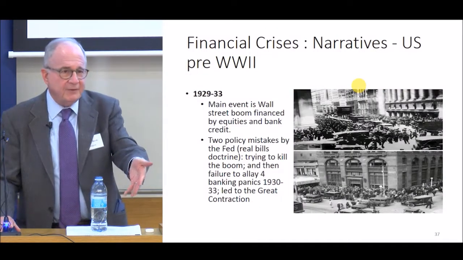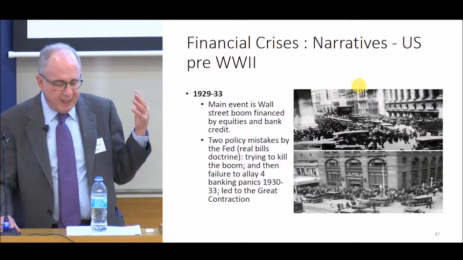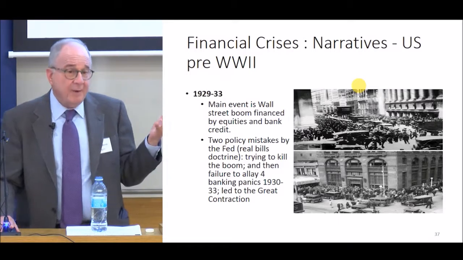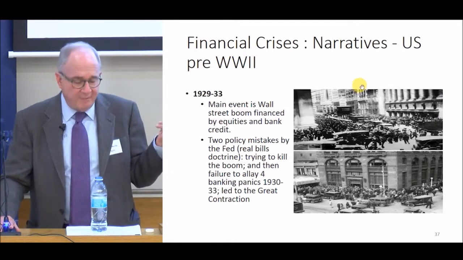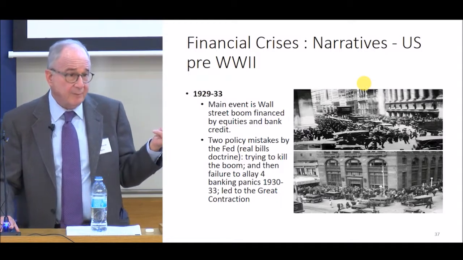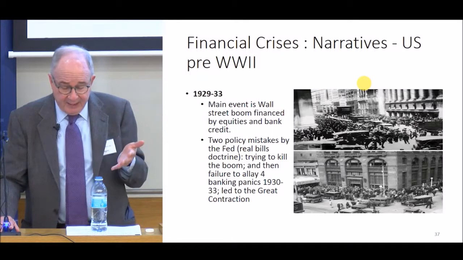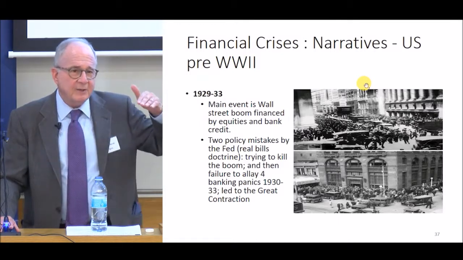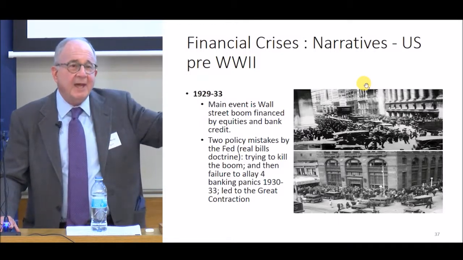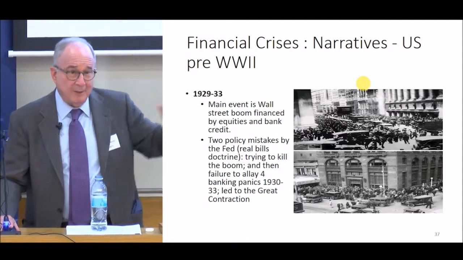And then this one is the famous one, 1929 to 1933, the Wall Street boom financed by equities and bank credit. There were big policy mistakes made by the Fed, following the real bills doctrine, trying to kill the boom, and then failing to allay banking panics. That led to the Great Depression. And one thing to notice, in the panics, people are standing there, but now you've got cars, so you get traffic jams.